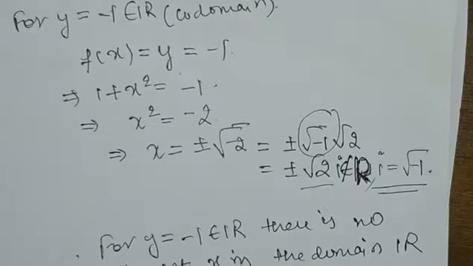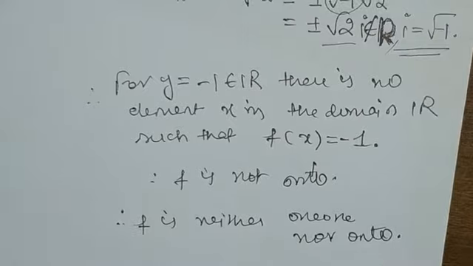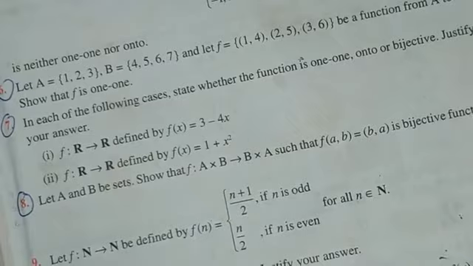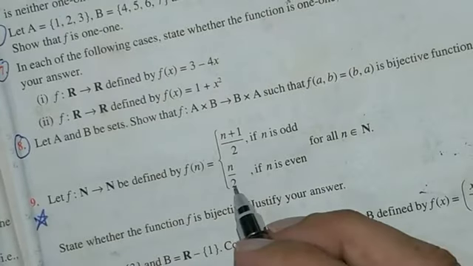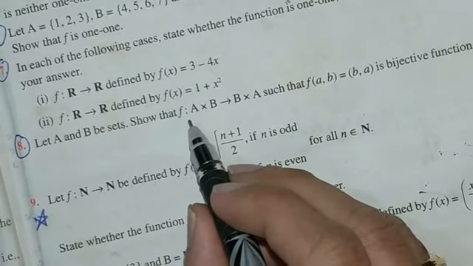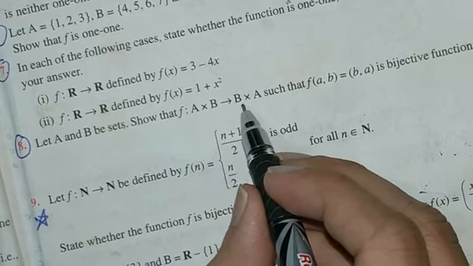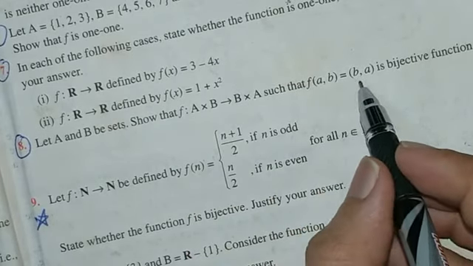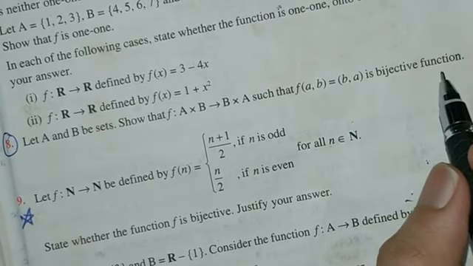Now let us go to the 8th problem. This was the 7th problem, we have finished the 7th problem. Now the 8th problem is: let A and B be two sets. Show that f from A cross B to B cross A such that f(a, b) is equal to (b, a) is a bijective function.